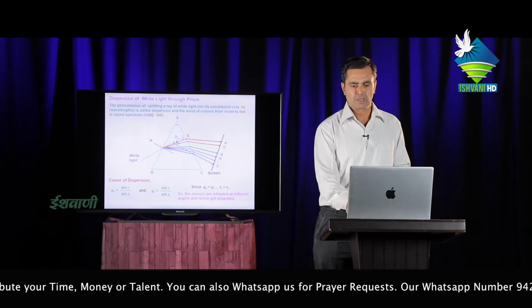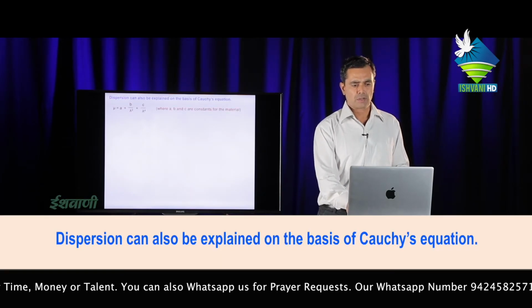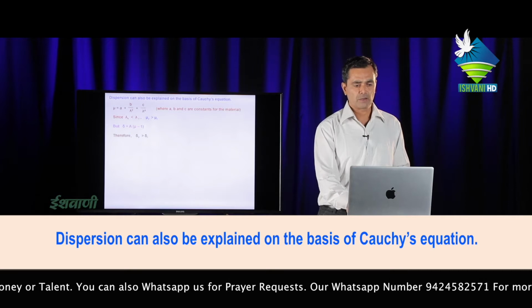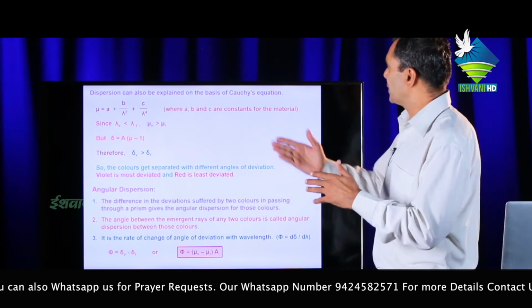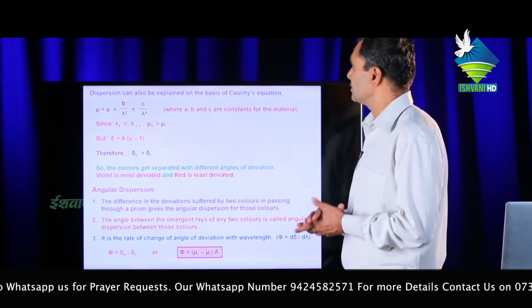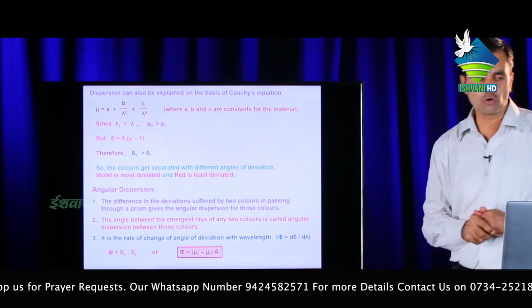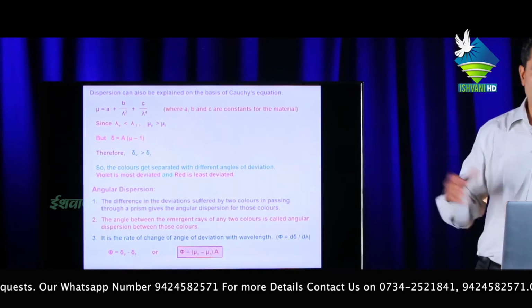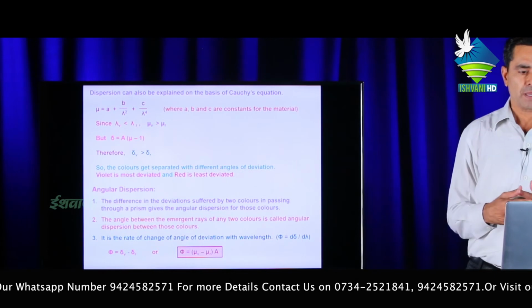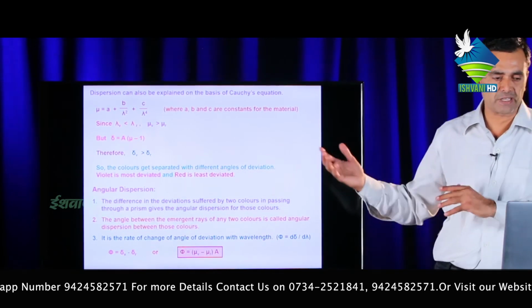Next question: dispersion can also be explained on the basis of Cauchy's equation. On the basis of Cauchy's equation, dispersion can be shown by mu equals A plus B upon lambda square plus C upon lambda to the power 4. A, B, C are constants for the material.